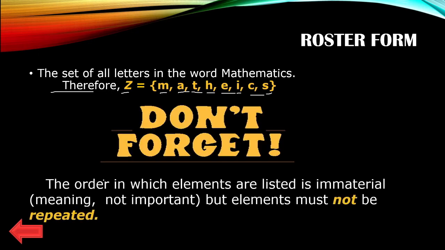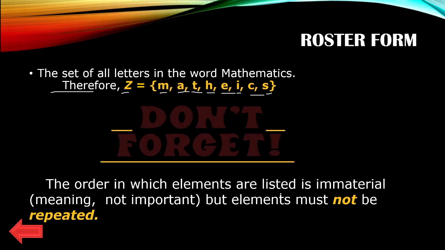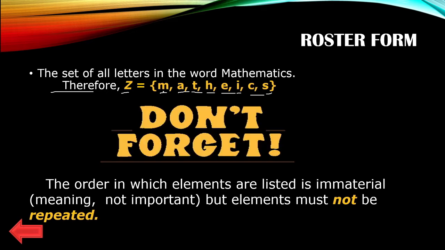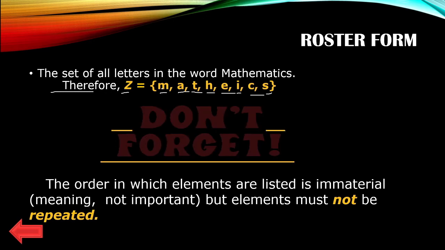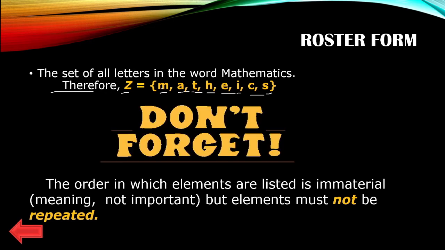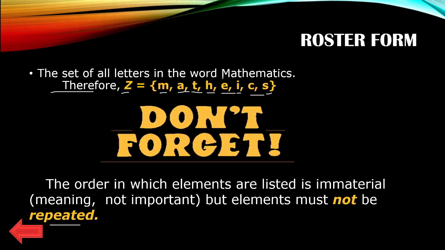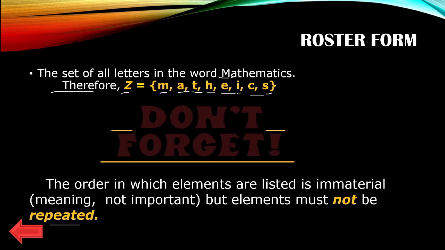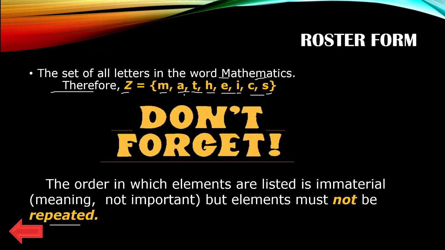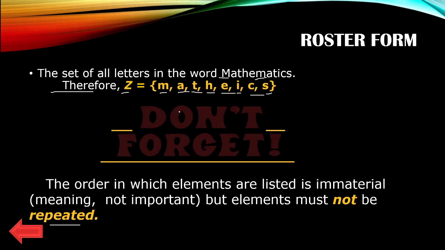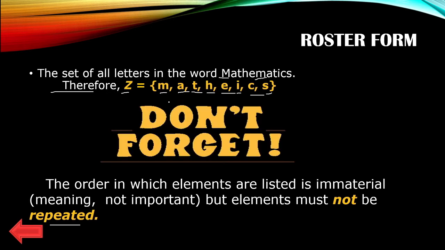Don't forget, the order in which elements are listed is immaterial, meaning not important. So kahit alin ang mauna dito, mauna man ang A, ang H, ang T, as long as naka-enclosed siya sa braces. And elements must not be repeated. So makikita nyo dito, the word mathematics, yung letter M, naulit siya. Pero when you list it down sa roster form, hindi pwedeng maulit yung dalawang letters.